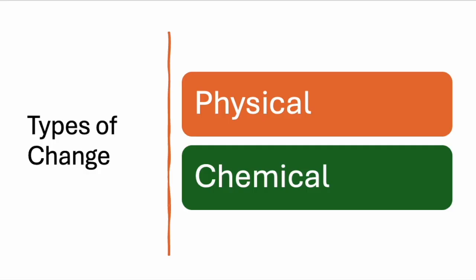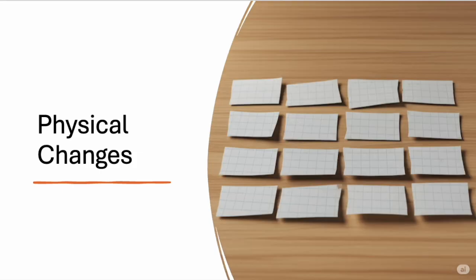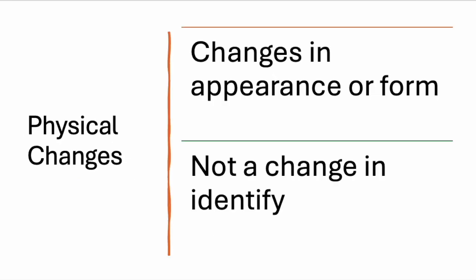Imagine you have a piece of paper. If you cut that paper into smaller pieces, what do you have? You still have paper, right? It just looks different. That's a physical change. In a physical change, the appearance or form of something changes, but it's still the same stuff.